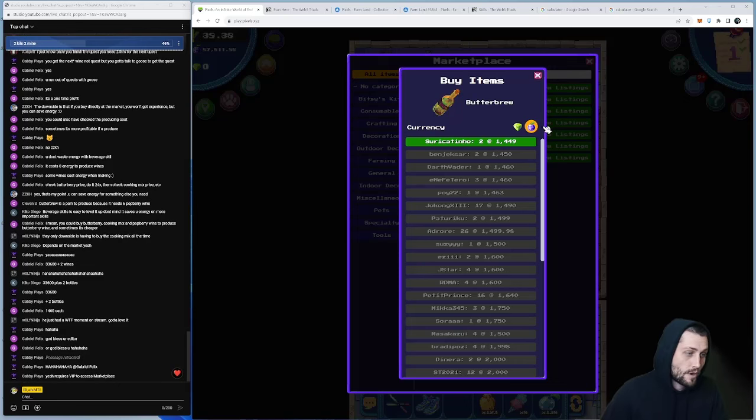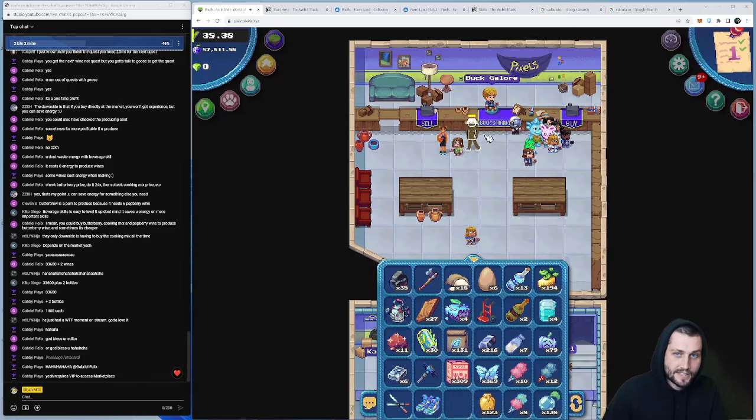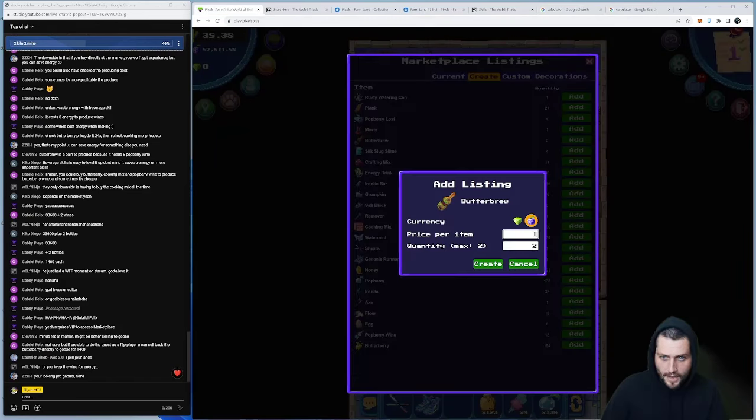We're gonna lose about 20 berry of our profit, but ultimately we are still going to profit over 1400 berry. It's gonna be about 1440 or so right here. So I am gonna list these for just under the floor at 1448.